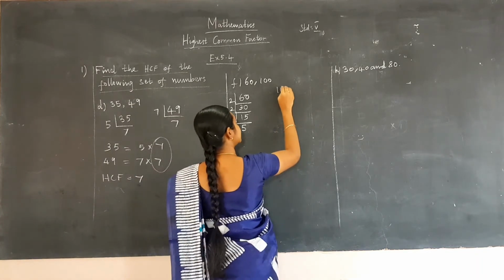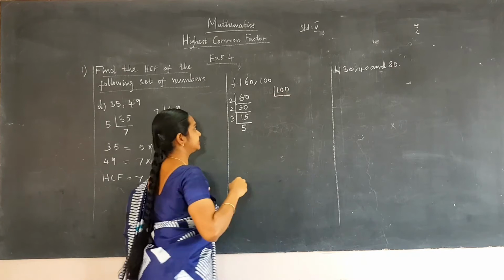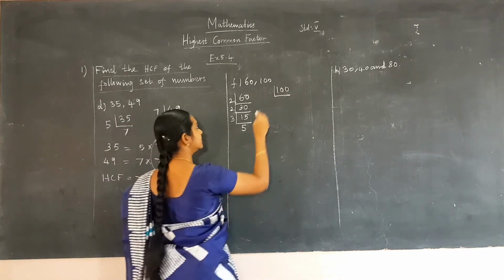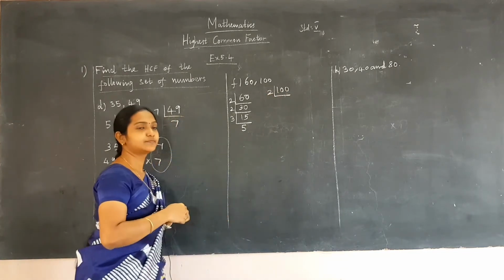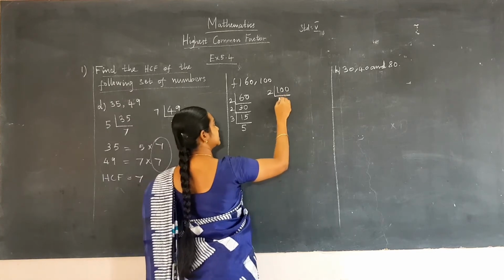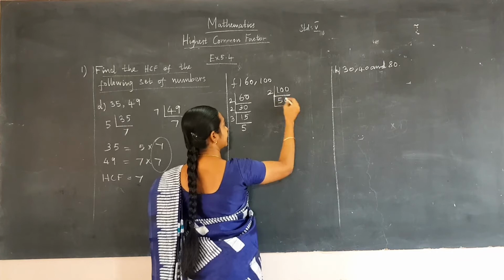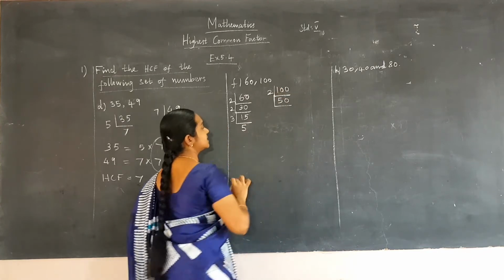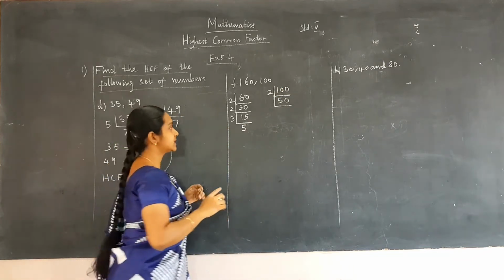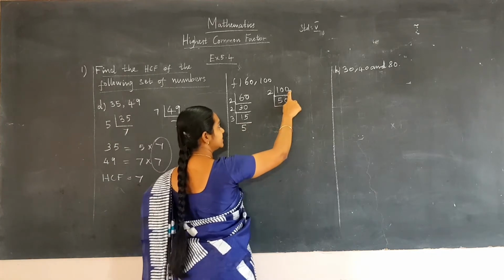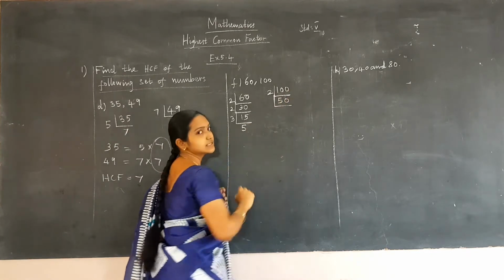Next factorize 100. Let us factorize it with 2. 5 into 2 is 10. Here we have a 0, so put a 0 here. Consider the first two numbers, that is 10. 5 into 2 is 10. So write 5 here and we have a 0 remaining. So put a 0 here.